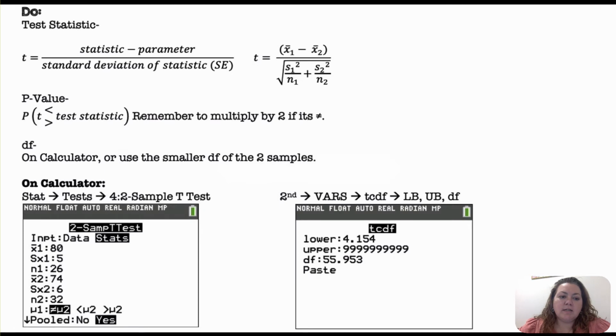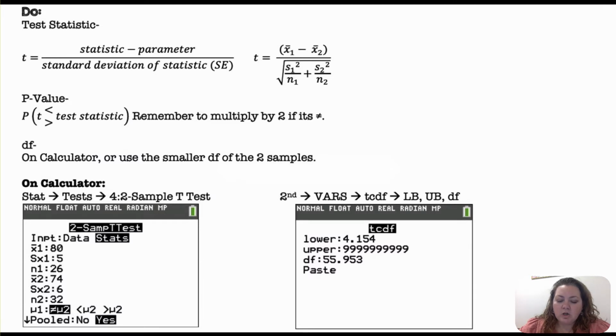Our test statistic is calculated by our statistic minus our parameter, divided by the standard error of our statistic. For this, the statistic is x bar 1 minus x bar 2. My parameter would be mu1 minus mu2, which we're setting equal to 0, so minus 0, which is why it's not showing up there, over the square root of s1 squared, the standard deviation of the first sample, divided by n1, plus s2 squared divided by n2. Our p-value we're going to get from our calculator.